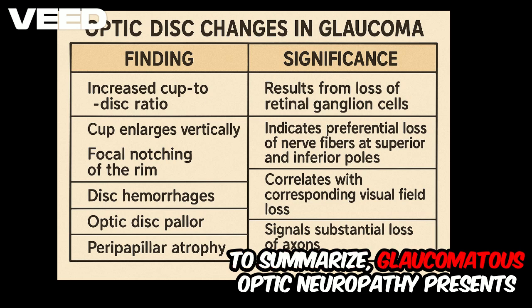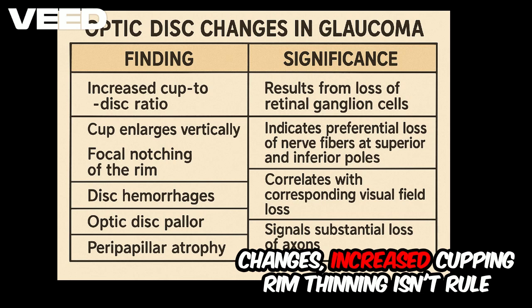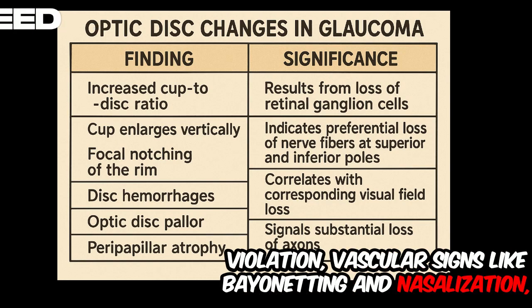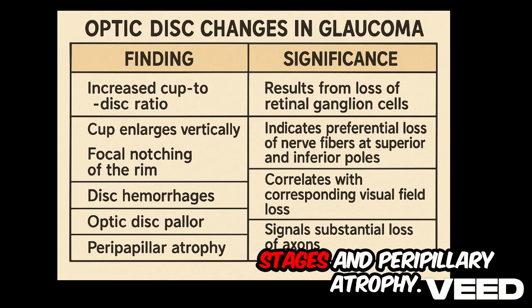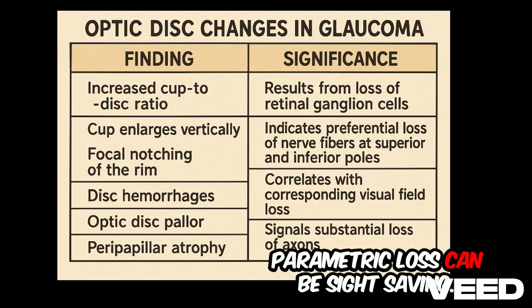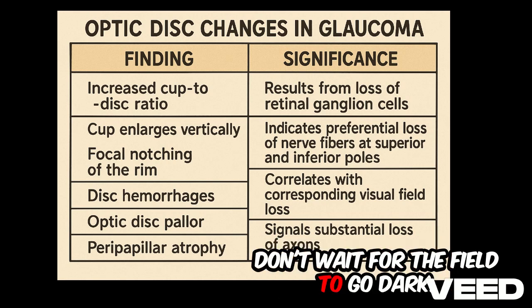To summarize, glaucomatous optic neuropathy presents with a sequence of disc and peripapillary changes: increased cupping, rim thinning, ISNT rule violation, vascular signs like bayoneting and nasalization, laminar dot appearance, disc pallor in late stages, and peripapillary atrophy. Detecting these signs early, even before parametric loss, can be sight-saving. Remember, structural changes often precede functional loss, so don't wait for the field to go dark.